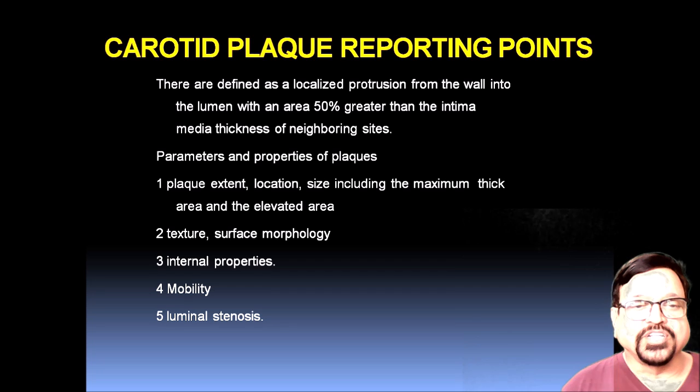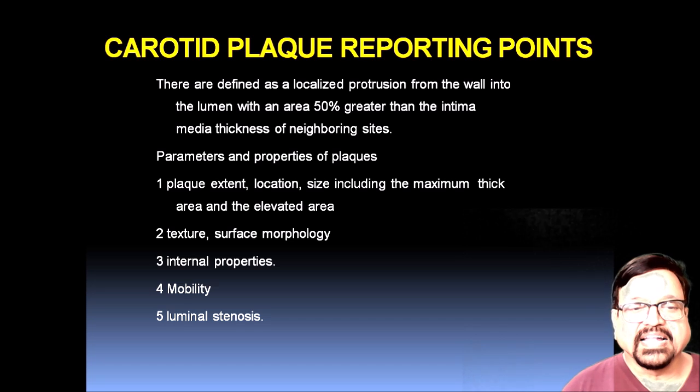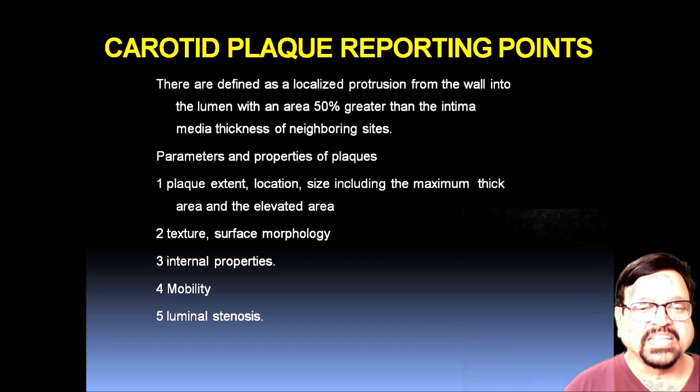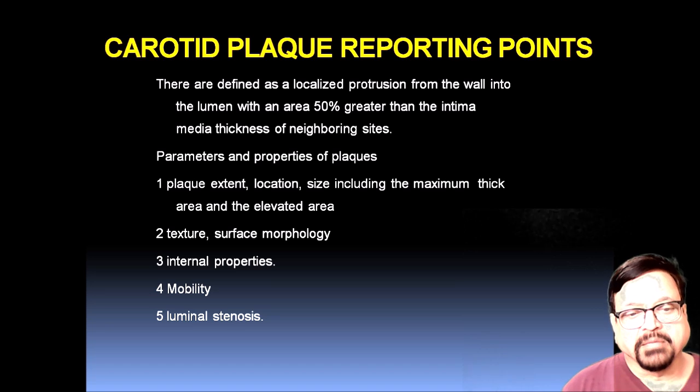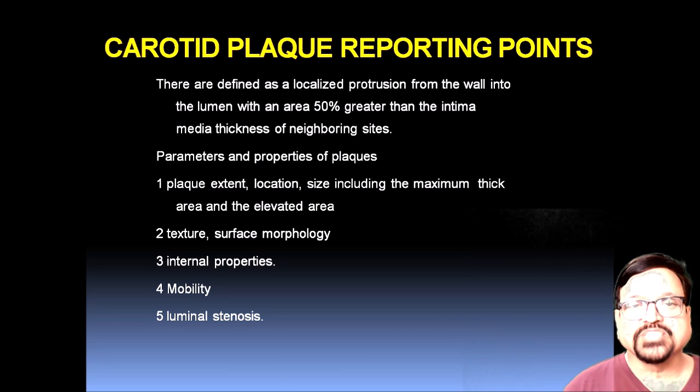Carotid plaque reporting points. What we should keep in mind when we are reporting a carotid plaque. These are identified as a local protrusion of the wall into the lumen with areas 50% greater than the intima media thickness of the neighboring sites. Parameters and properties of the plaque are again and again important. We are repeating and we are emphasizing. Plaque extent, location, size, including the maximum thickness area and the elevated areas are to be known. Then texture, surface, morphology, mobility and luminal stenosis it causes are also to be known.